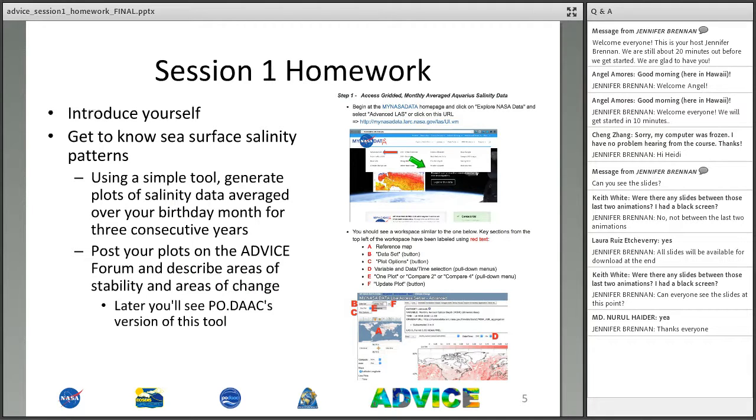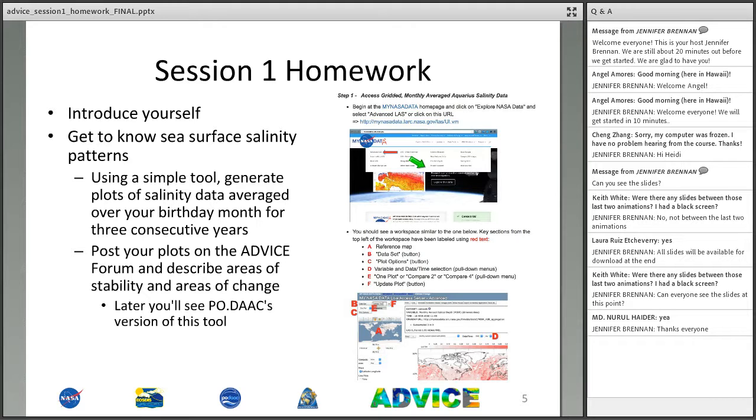So for Session 1 homework, the first task is to introduce yourself. Some of you have already done that, and if you want to upload a picture and tell a little bit about why you've chosen to participate, that would be great. The other thing is the homework itself this week is to get to know sea surface salinity patterns.